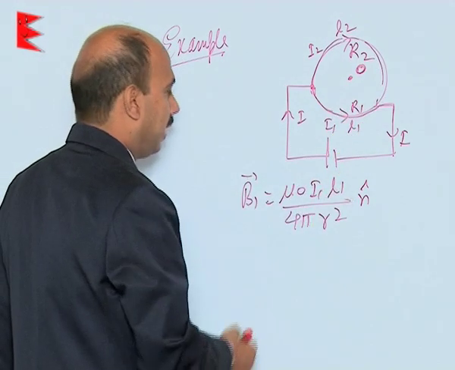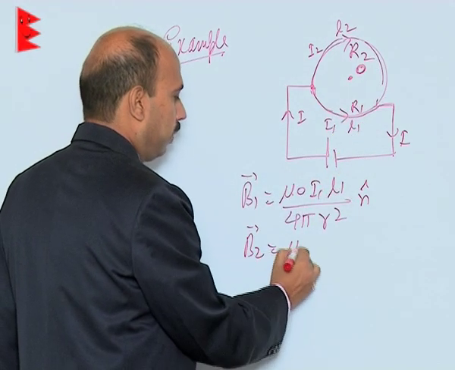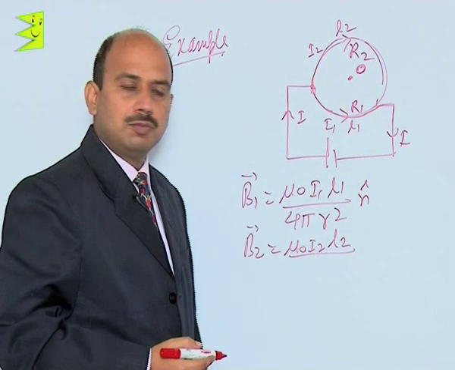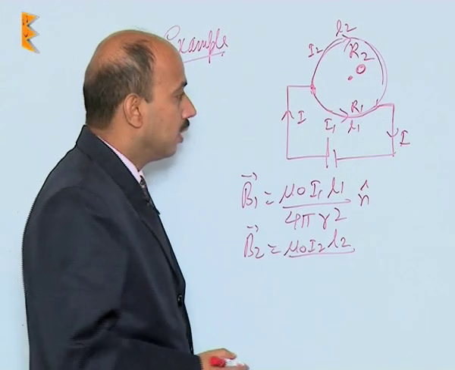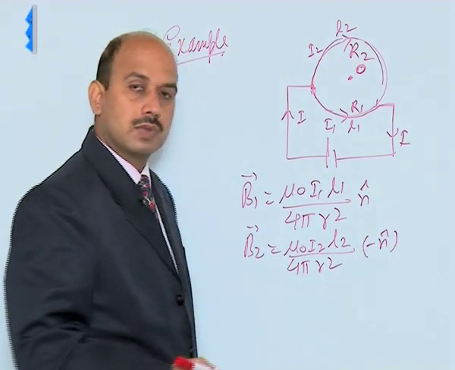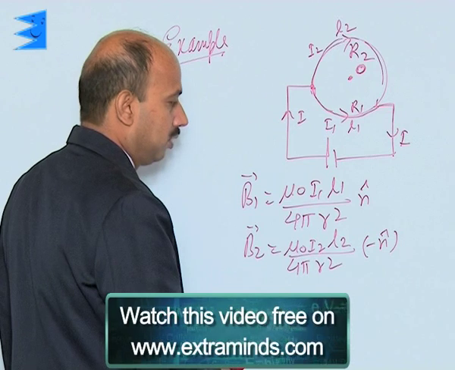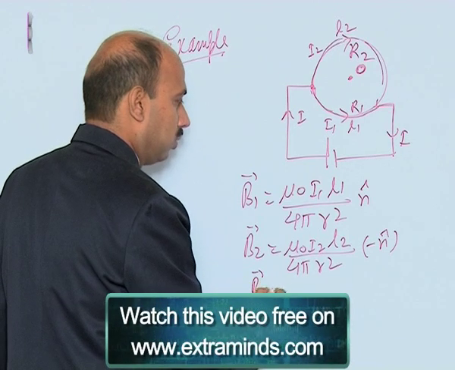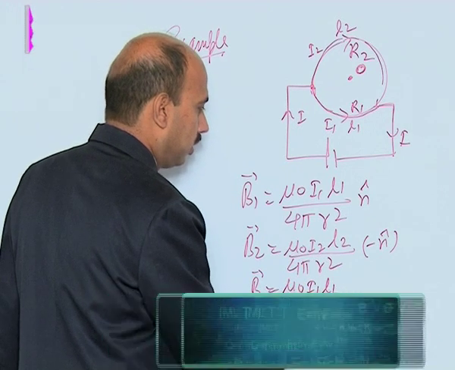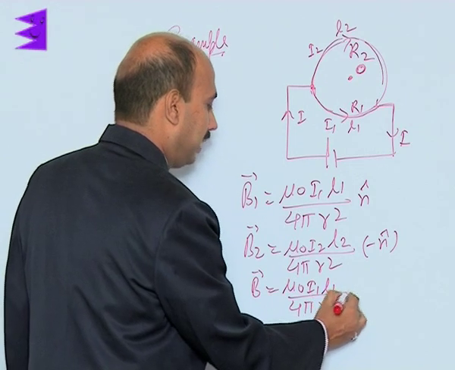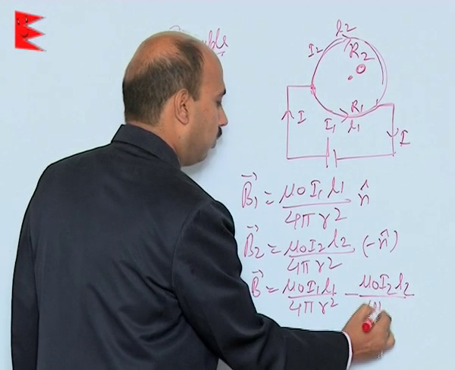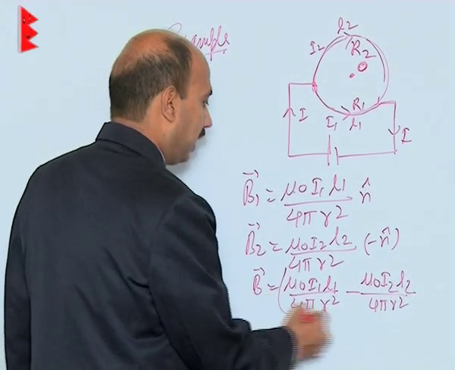This is the upper part. We can write B2 is equal to mu naught I2 L2 divided by 4 pi r square, the integration of this whole thing, since the length is given. In place of dl I am writing L1 and L2. But this is minus n cap. So, in both the cases we get the magnetic field B equal to mu naught I1 L1 upon 4 pi r square minus mu naught I2 L2 divided by 4 pi r square, and that we can take along n cap.